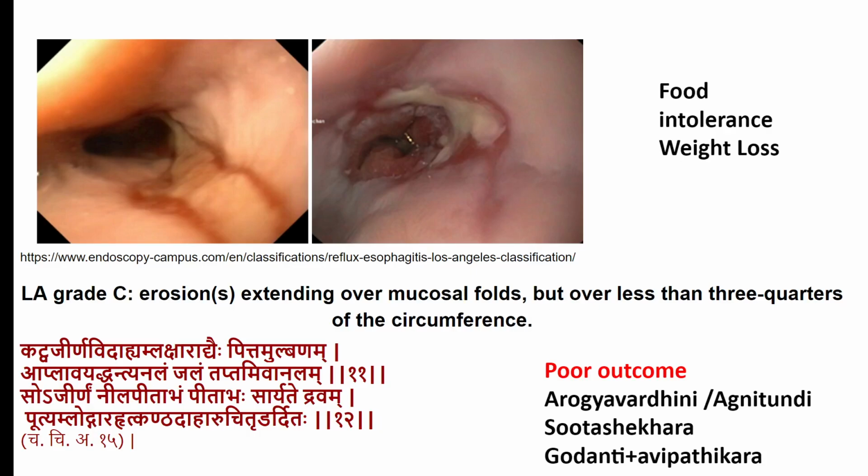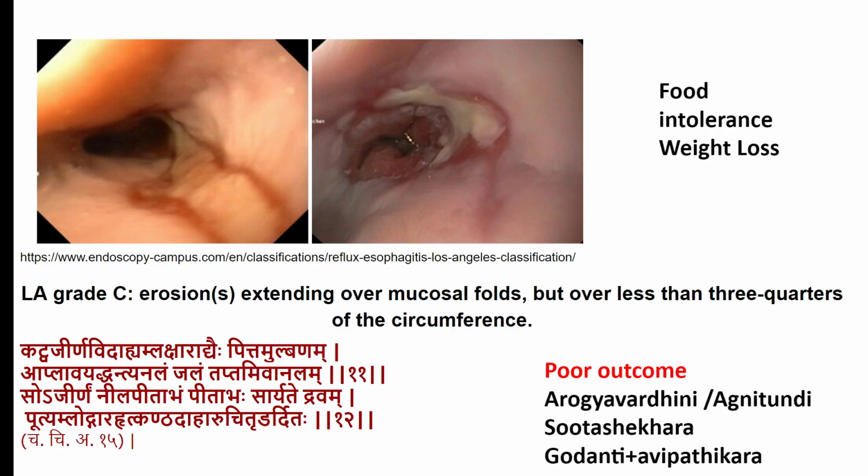So, Ajirnam Nilapitabhum Pitabhas Saryate Dhruvam Puti Amla Udgara Hritkantataha Rutitradritaha. I would consider this as the Pitta Ajirna or Pitta Udanamata, and in these conditions, the outcome would be poorer. My prescription in these conditions would be Aragavardhini or Agnitundi, depending upon the clinical symptoms of food intolerance. If the food intolerance is quite huge, then Agnitundi is prescribed. If it is moderate, Aragavardhini and Sudhashekara, Bodhanti, Vipatkara, these are the usual prescriptions.